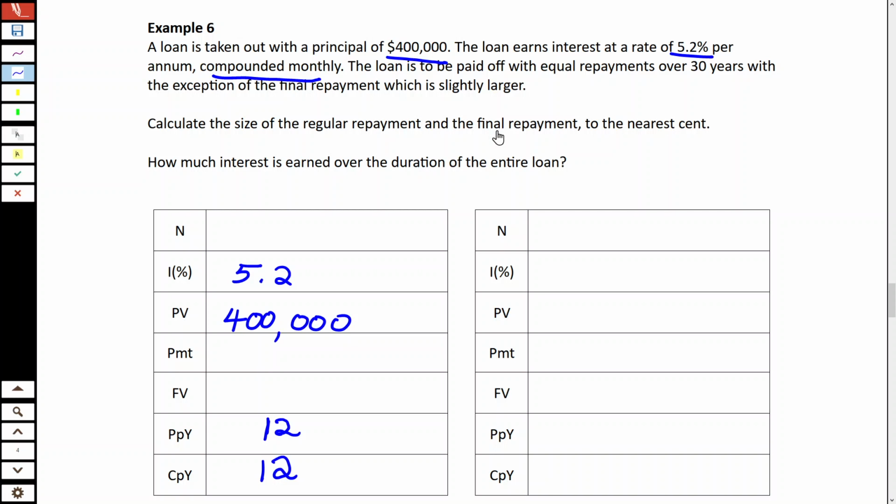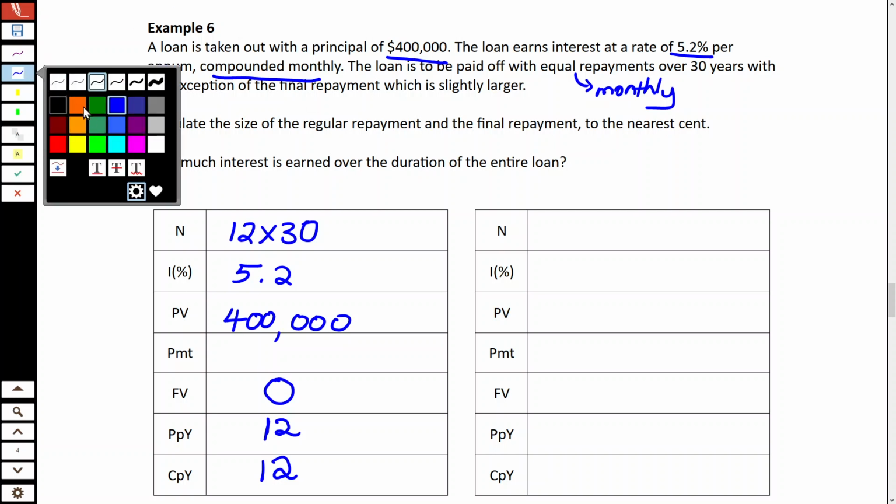And I think I haven't given you enough information here. The payments are monthly. Yeah, they are. 30 years. So what's capital N going to be? Good. So you can just type in 12 times 30. Calculator will do that for you. The loan's going to be paid off. So what's the final value? Good. I don't owe any money to the bank. So notice this time we are solving for payments, PMT.